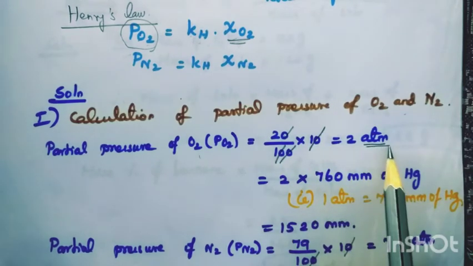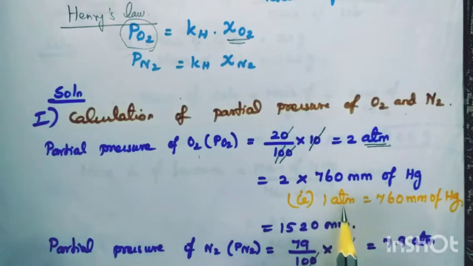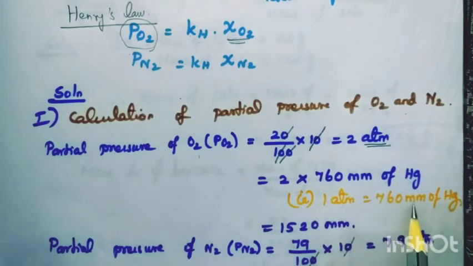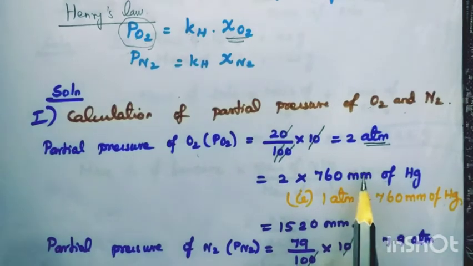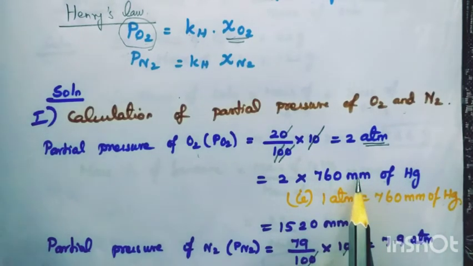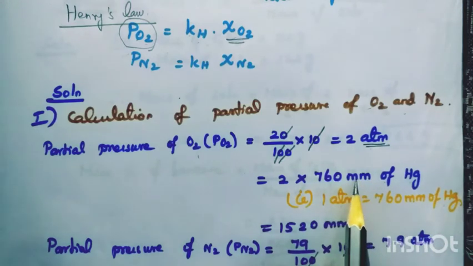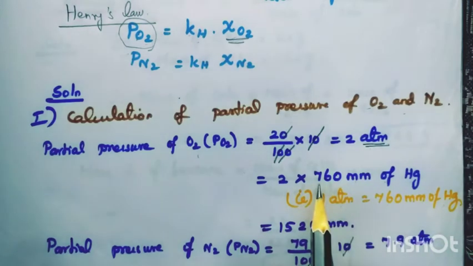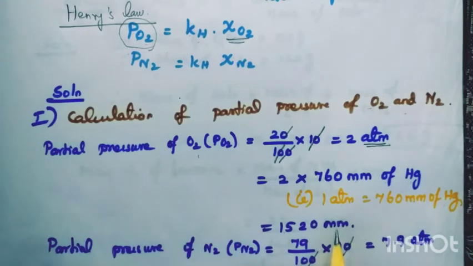Now we are going to convert atmosphere into mm of mercury. 1 atmosphere is equal to 760 mm of mercury. Because Henry's constant is given in mm, we are going to convert the pressure also from atmosphere into mm. How will you convert atmosphere into mm? By multiplying by 760. So the partial pressure of oxygen is 1520 mm.